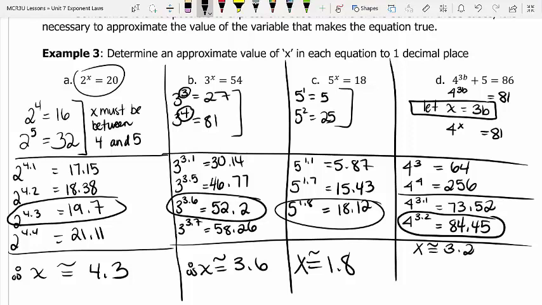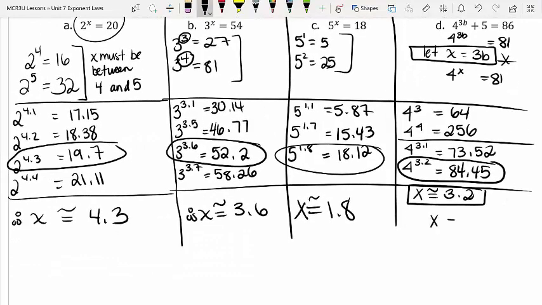Usually we'd end the question there, but because we let x equal 3b, we now have to use this value of x to find our value of b. Plug this back into our original let statement. If we said let x equal 3b, and now we know that x is 3.2, we can easily solve for b. I'm just going to divide both sides by 3, and if we round to the nearest tenth, we're going to get 1.1 as our value of b.